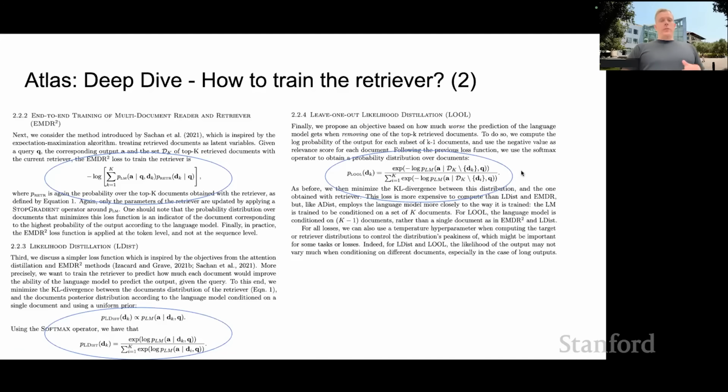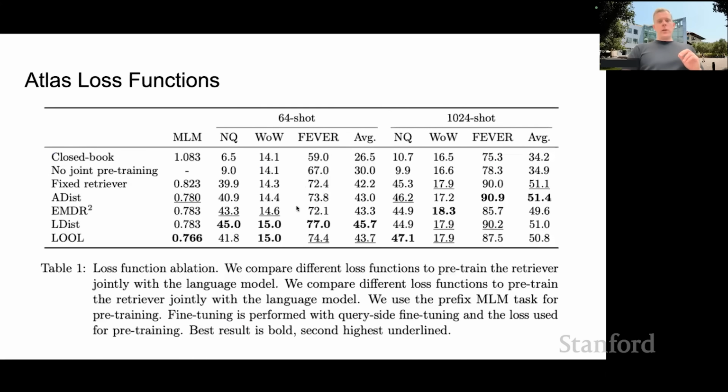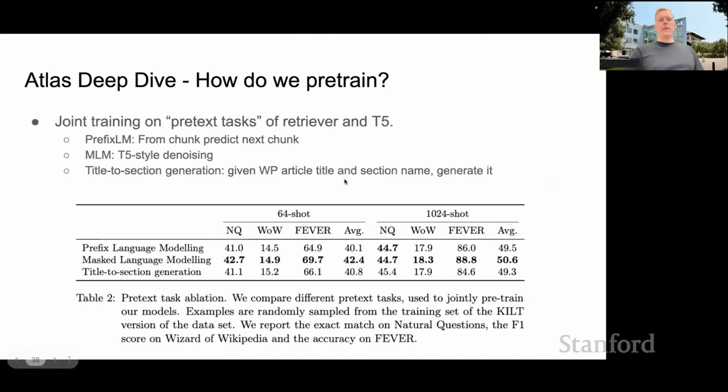So they compare all of these different versions, and what you can see is that the kind of REPLUG style loss and this leave-one-out loss perform a lot better than all of these others. So this fixed retriever or no joint pre-training, these are really the baseline frozen RAG models or closed book. And as you can see, you can do a lot better if you optimize things. And so this leave-one-out thing is probably best, I would say.